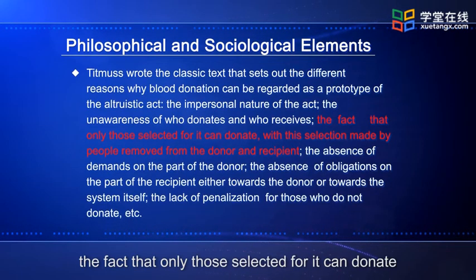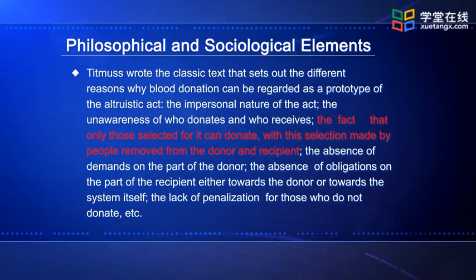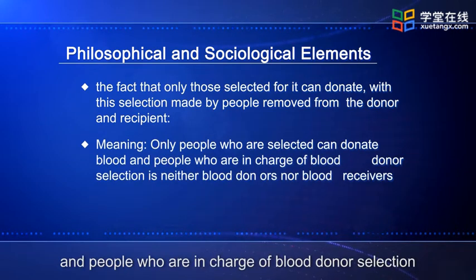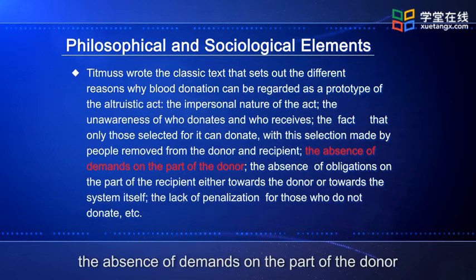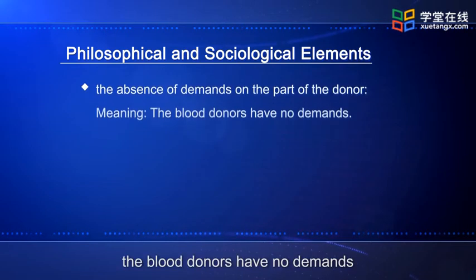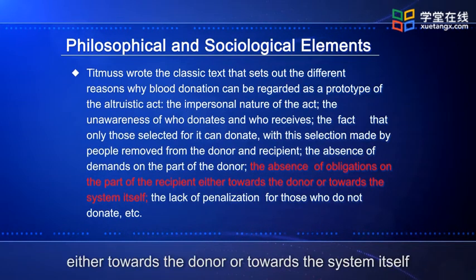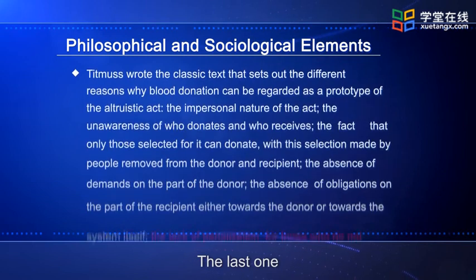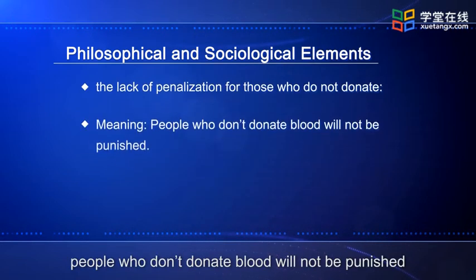The third one, the fact that only those selected for it can donate, with the selection made by people removed from the donor and recipient. It means only people who are selected can donate blood, and people who are in charge of the blood donor section are neither blood donors nor blood receivers. The fourth one, the absence of demands on the part of the donor. It means the blood donors have no demands. The fifth one, the absence of obligations on the part of the recipient, either towards the donor or towards the system itself. Well, it means the recipients of blood have no obligations to donors and the system. The last one, the lack of penalization for those who do not donate. It means people who do not donate blood will not be punished.